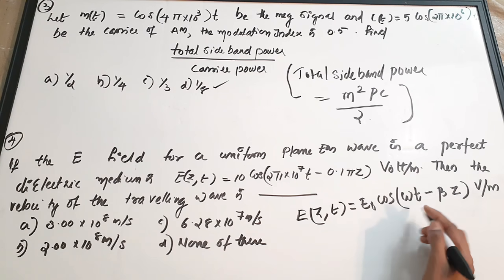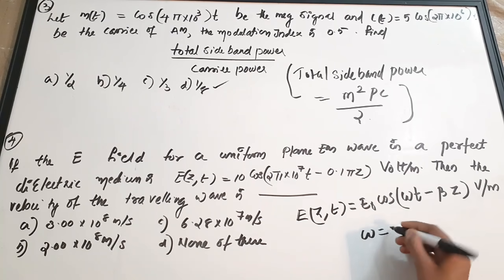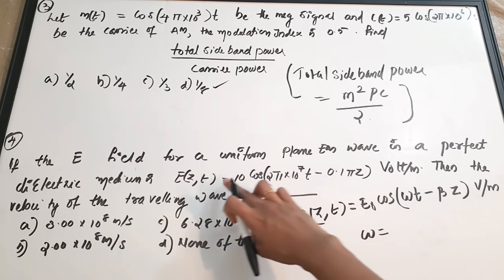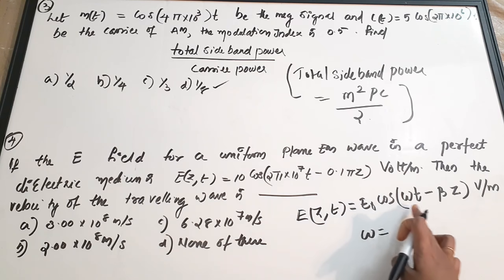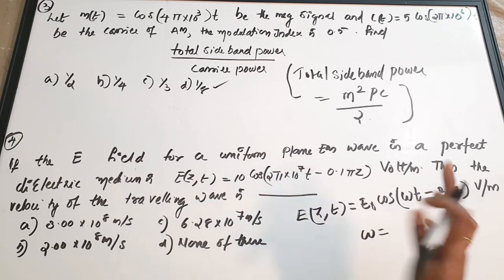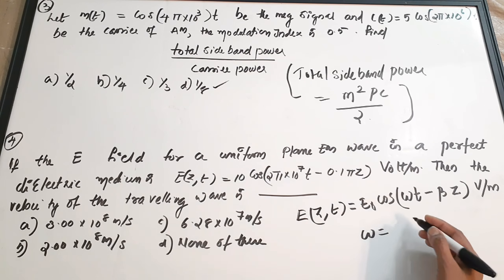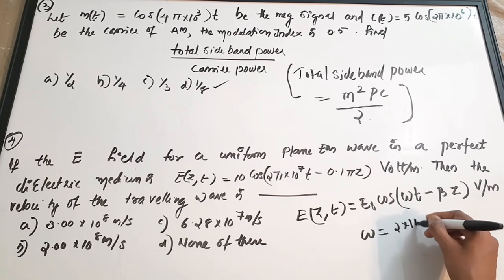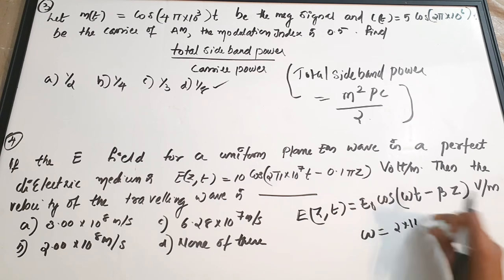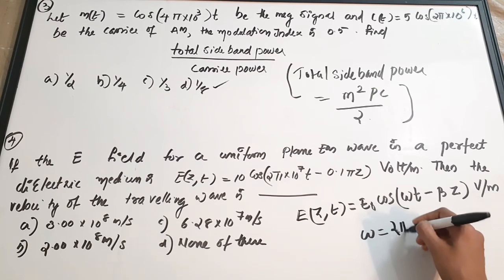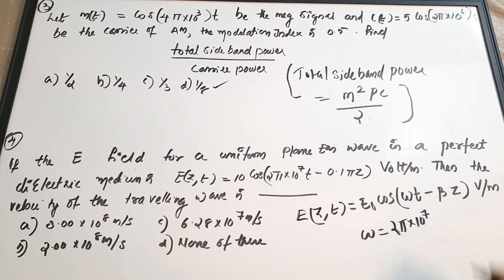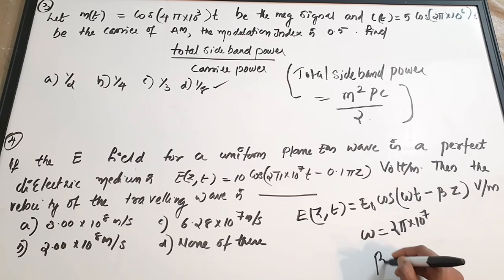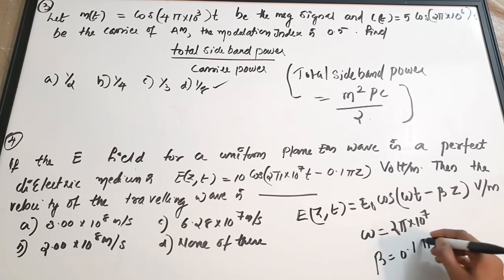Now from this you will get omega. This is the standard equation which takes this form due to the various values of omega, beta and E0. Here E0 is 10. Omega is 2 pi into 10 raised to 7, right? Yes. Now beta is 0.1 pi. Now you need to find what is the wave velocity. And the equation for finding that also I have discussed in the video.